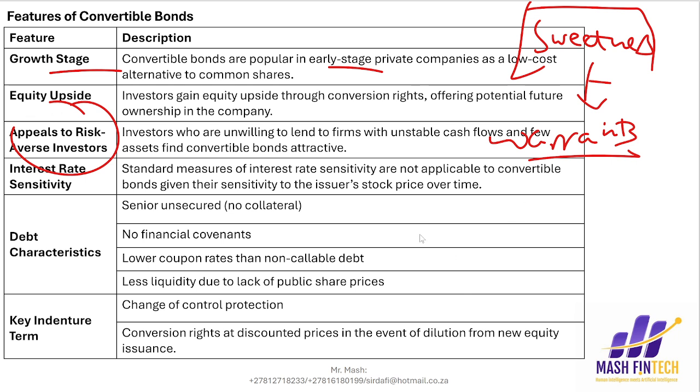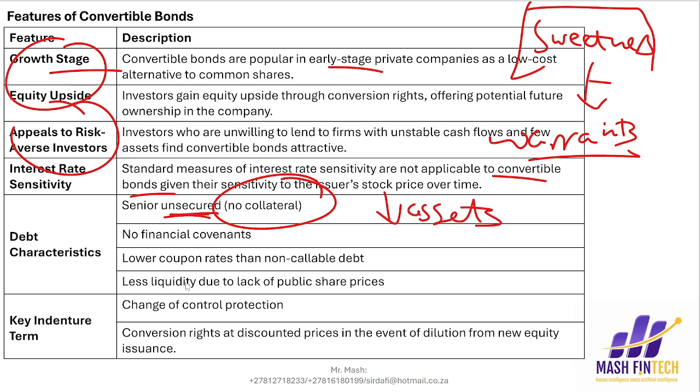Okay. And then the interest rate sensitivity. The standard measures of interest rate sensitivity are not applicable to convertible bonds, like the ones we're talking about, the effective durations. The bond is senior unsecured. There's no collateral because they're in their growth stages, in their startup phases. So collateral is not there. It's unsecured. The firms don't have a lot of assets. They don't have much history to talk about. There are no financial covenants. There are lower coupons, and they are non-callable. There's less liquidity, and there could be a change of control protection using what we also refer to as the ratchet. I don't know if you remember the ratchet, which is like anti-dilution.